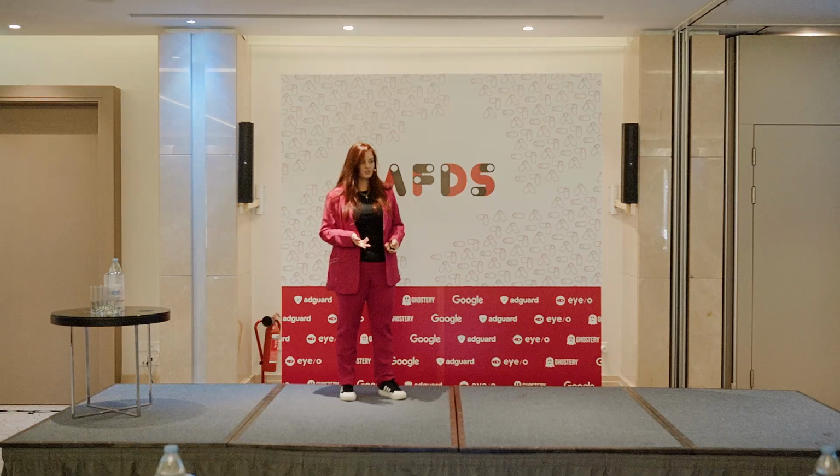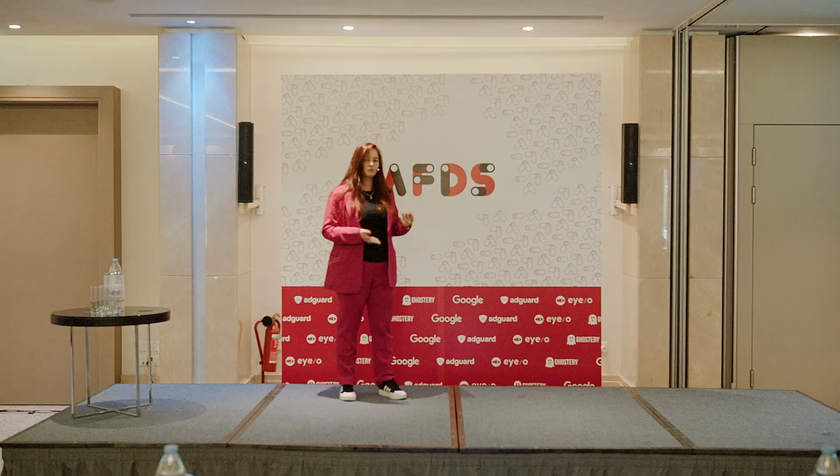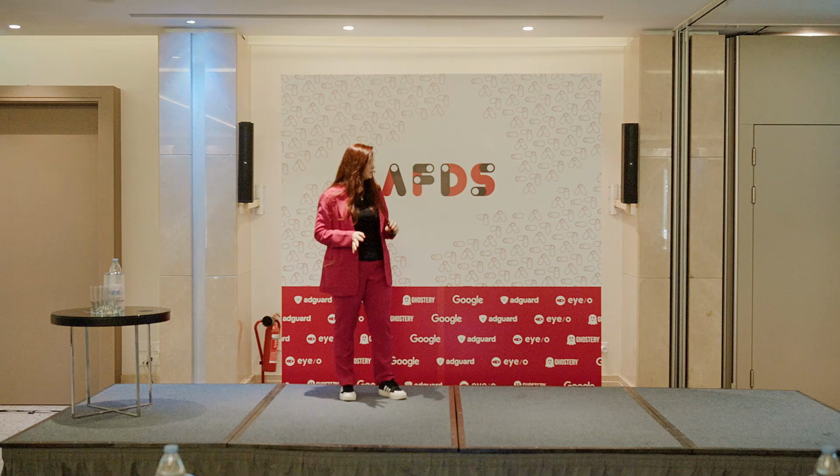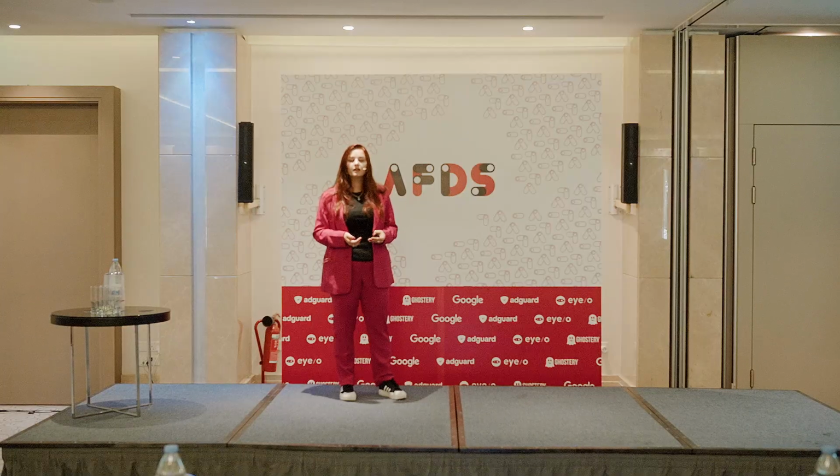So we had to make sure that wouldn't happen again, and we introduced 2 ways of monitoring the filters on our side. The first one is the filter crawler. Every time a new filter lands on the filter list that our users use, the crawler goes against 10K critical domains. And if it finds at least 200 sites or domains that are broken, it raises an alarm to our filter list team.